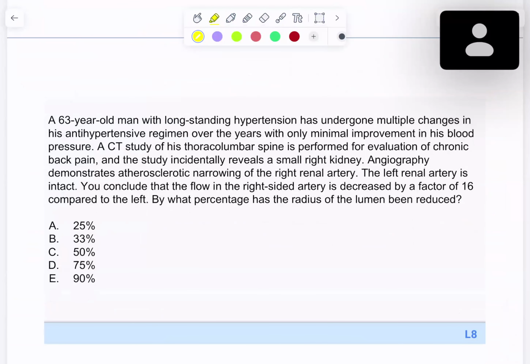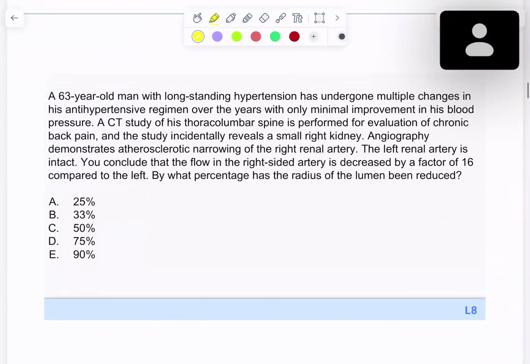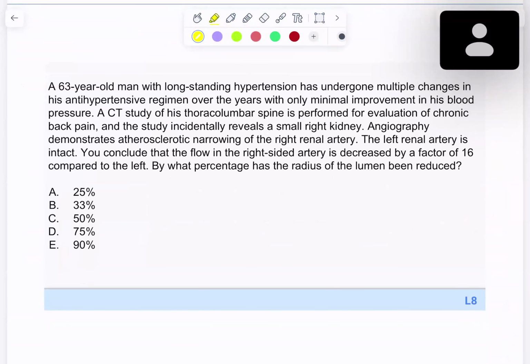So, this is also a long question, and this is actually a math question. A 63-year-old man with long-standing hypertension has undergone multiple changes in his antihypertensive regimen over the years with only minimal improvement in his blood pressure. A CT study of his thoracolumbar spine is performed for evaluation of chronic back pain, and the study incidentally finds a small right kidney. Angiography demonstrates atherosclerotic narrowing of the right renal artery. The left renal artery is intact.